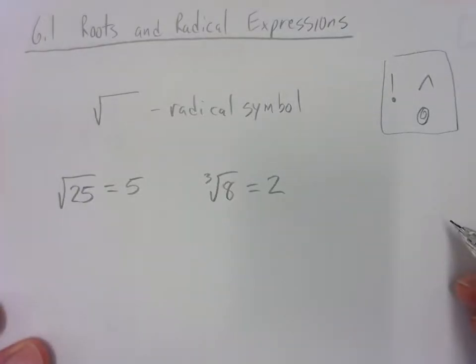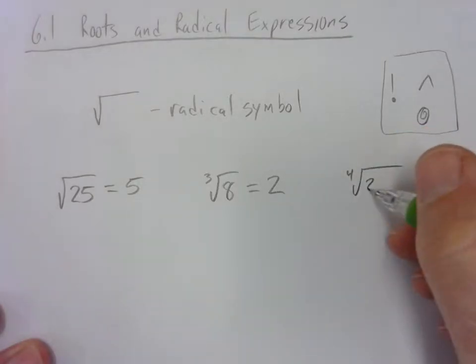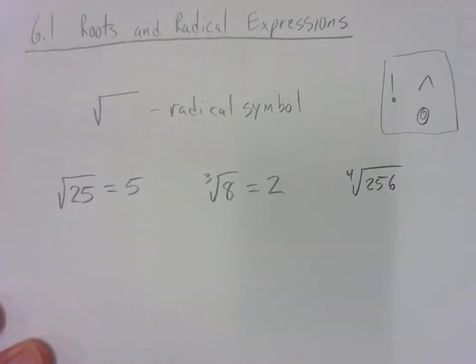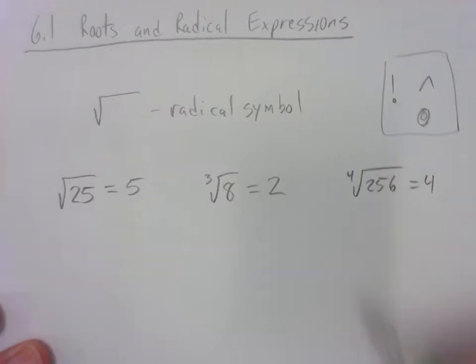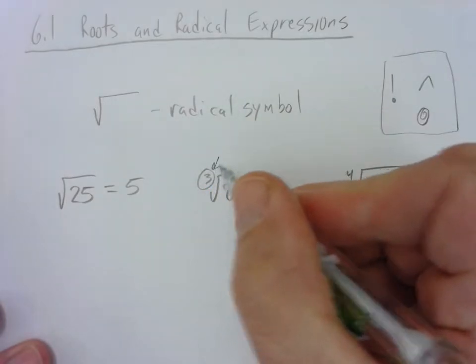All right, and then let's do 256. The fourth root of 256 is equal to 4. So that's called the fourth root because there's a 4 there. And if there's a 5, it'd be fifth root or whatever. So these numbers that are changing right here, this is called the index.